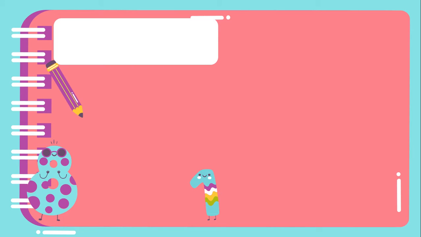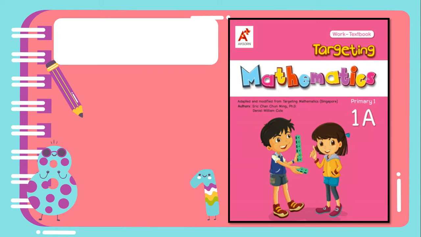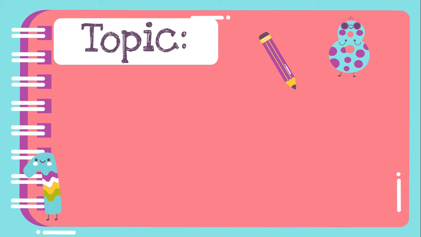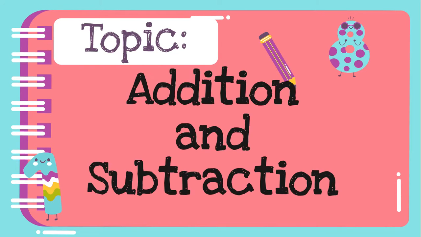Our subject for today is math. We're going to use your Mathematics 1A pink book, okay? Let's start. Our topic for today is addition and subtraction, and we are also going to learn how to find the missing number. Okay? So let's start.